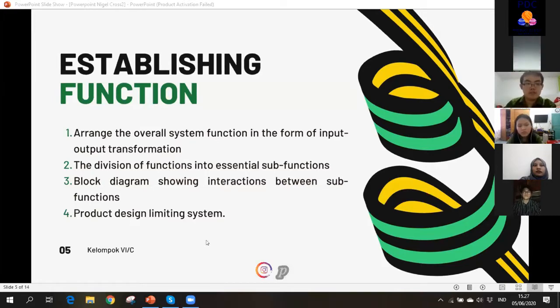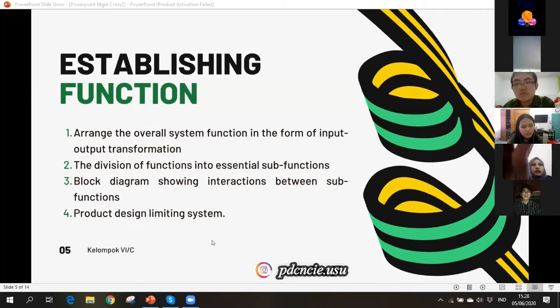Alasan kucing. Arrange the overall system function in the form of input. Di rumah kami banyak kucing. To the division of function into essential sub-function. Product design related system. Next.